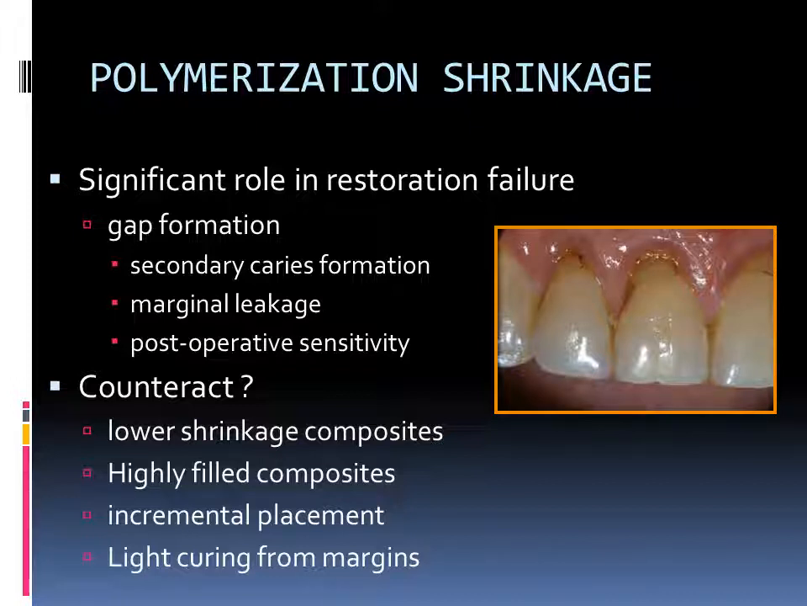Now, how to counteract the polymerization shrinkage? There are various clinical techniques, but we can use a highly filled composite, that is, composites with high filler content, low shrinkage composites, incremental placement, and light curing from the margins. These are all clinical steps we will be discussing later on.